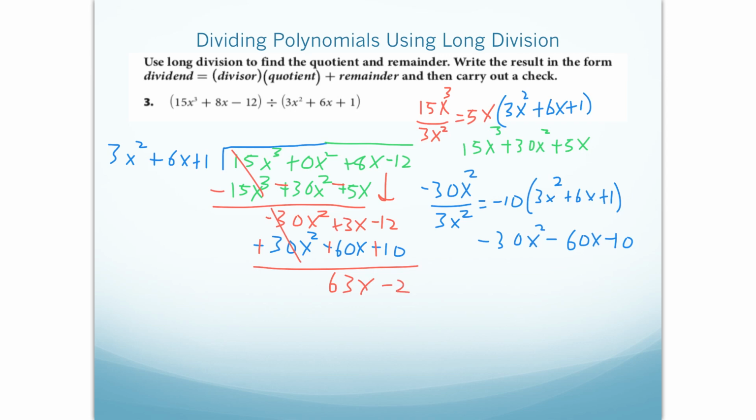So our first factor was 5x. Our second factor was negative 10. And now we have our remainder, which is 63x minus 2, all divided by 3x squared plus 6x plus 1.